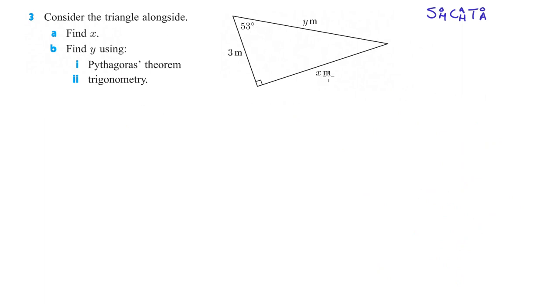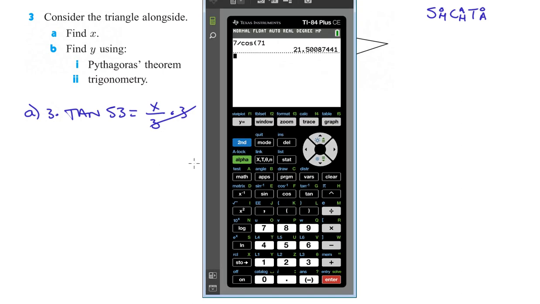Okay, so we've got this angle, we want that side which is opposite, and we have this side which is adjacent. For part A, opposite and adjacent is tangent. So I'm going to do tangent of the angle, which is 53, equals opposite, which is x, over adjacent, which is 3. Multiply both sides by 3, and we get that x equals 3 times tangent of 53, 3 tan 53, and that gives us 3.98.